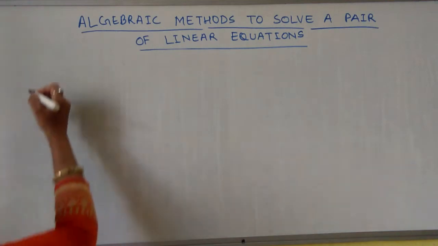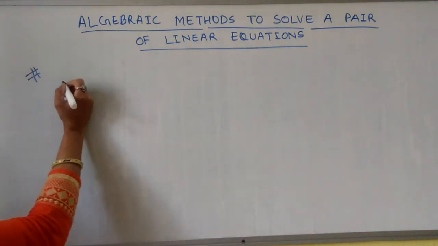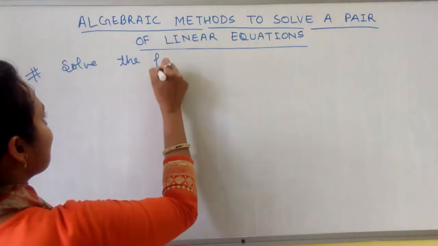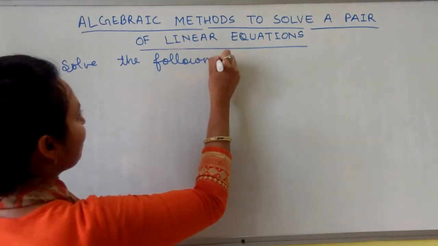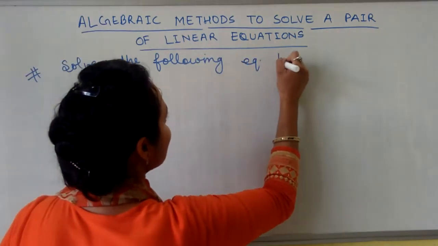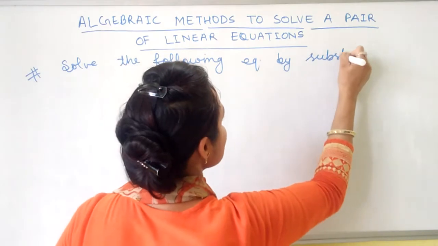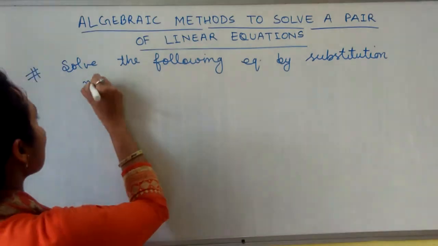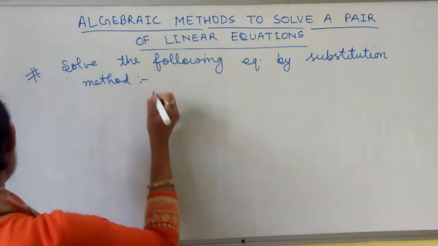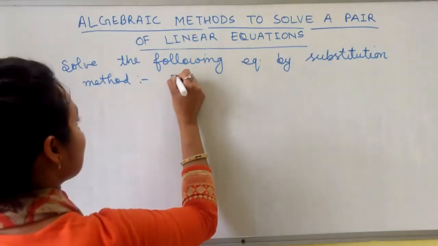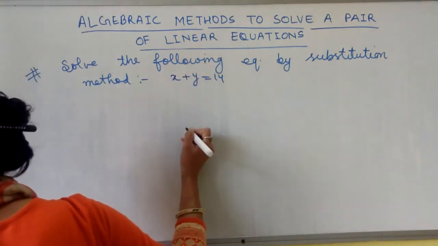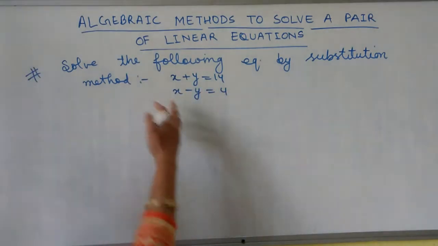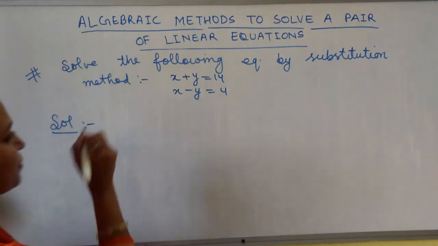How? Let us suppose I will take the questions from your NCERT. Solve the following equation by substitution method. What are the equations? First is x plus y is equal to 14. The second equation is x minus y is equal to 4. So we have a pair of linear equations. How to use the substitution?